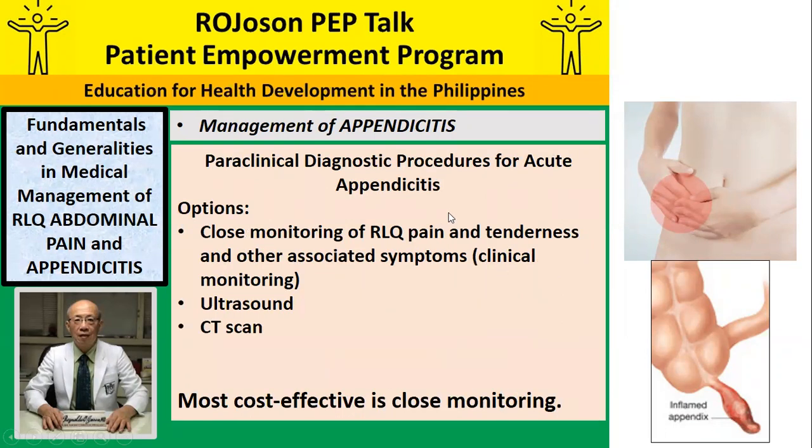The paraclinical diagnostic procedures for acute appendicitis are the following. One is close monitoring of the right lower quadrant pain and tenderness and other associated symptoms, the so-called clinical monitoring, ultrasound, and CT scan. Nowadays, a lot of doctors or hospitals in the emergency room will practice these right away, and most of the time with CT scan. But clinical monitoring still plays an important role. You can observe and come out with a diagnosis of acute appendicitis even without the CT scan or ultrasound. So the most cost-effective in the diagnosis of acute appendicitis is still close monitoring.